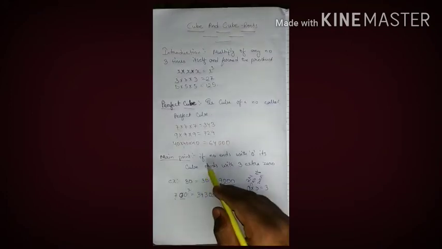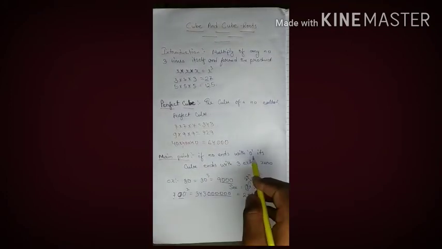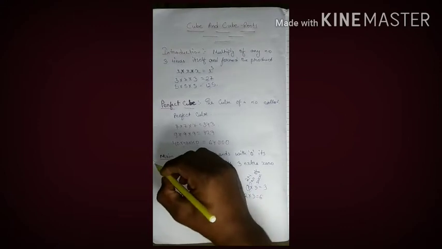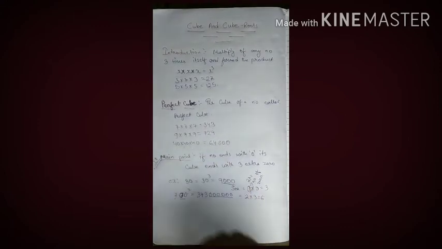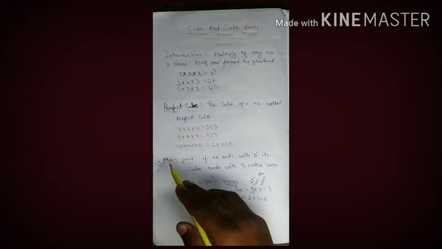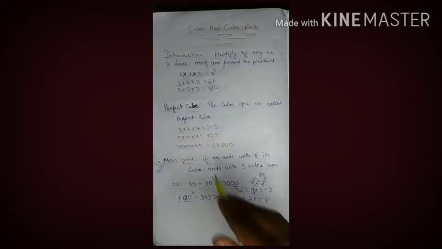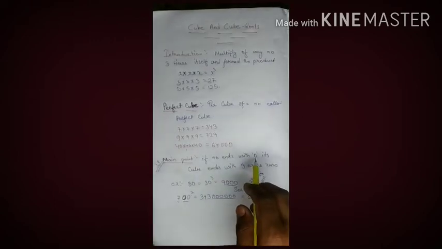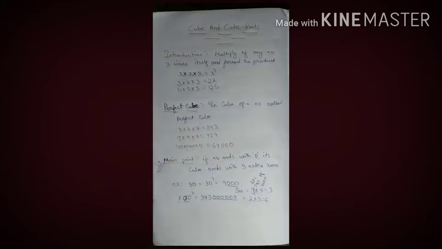If any number ends with 0, see, this is important. This is the main point, you can say. If any number ends with 0, its cube ends with 3 extra 0s.